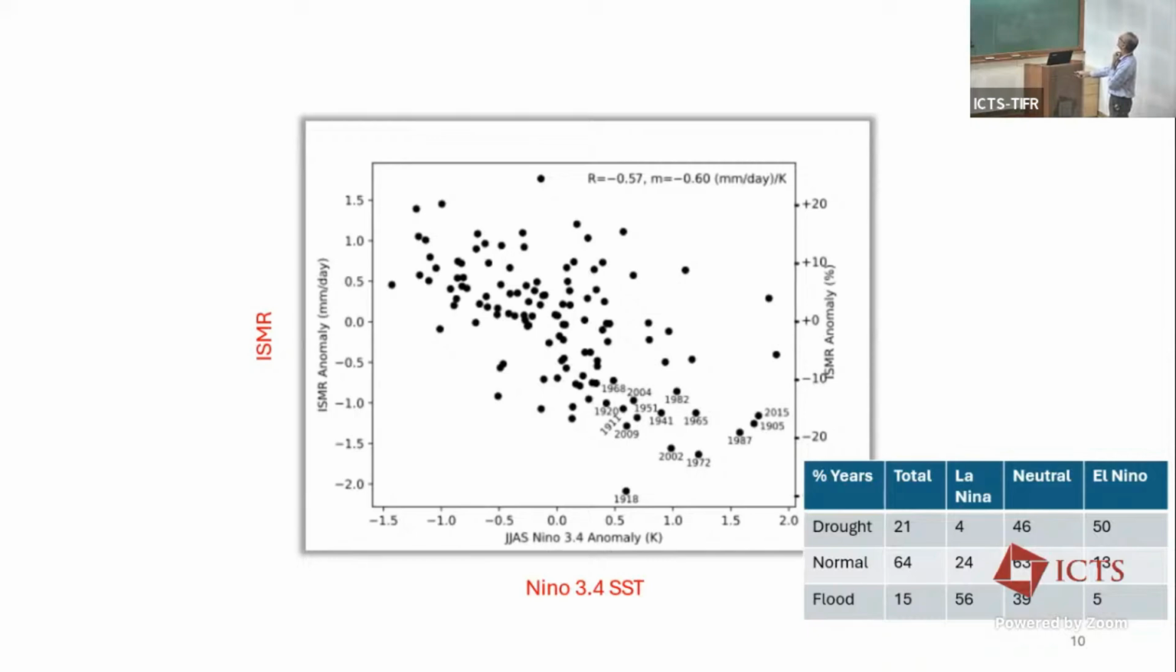out of the 21%, El Nino can explain 50% of the droughts. The rest are either neutral or La Nina years. Similarly, for the floods, only 56% of the floods can be explained by La Nina, and the rest were due to El Nino or neutral. So ENSO again cannot explain all the droughts and floods.